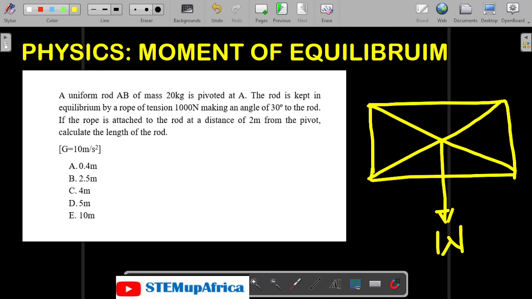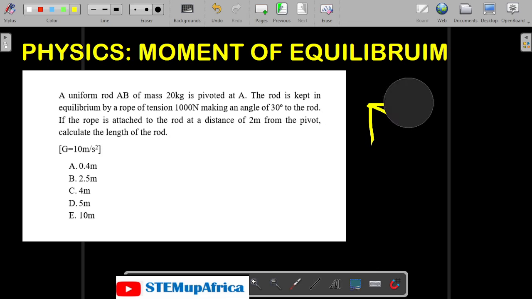So if the length of this rod is L, for instance, half of it will be L over 2, L over 2. So they use a rectangular bar to describe a uniform rod, and the weight will act at the center of that rod, which is the center of gravity. So with these 2 points, let's take another point which involves resolution of forces.